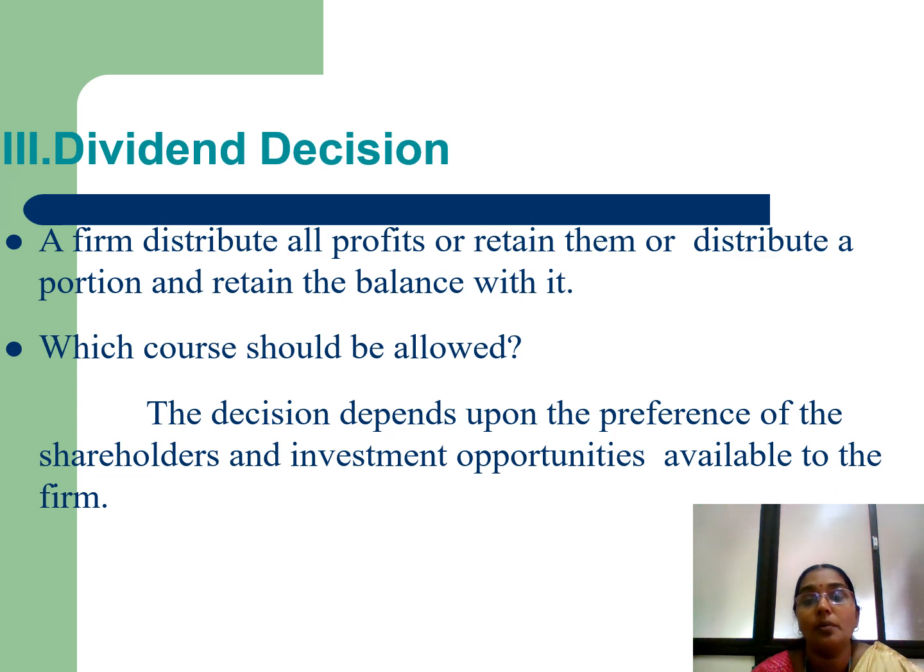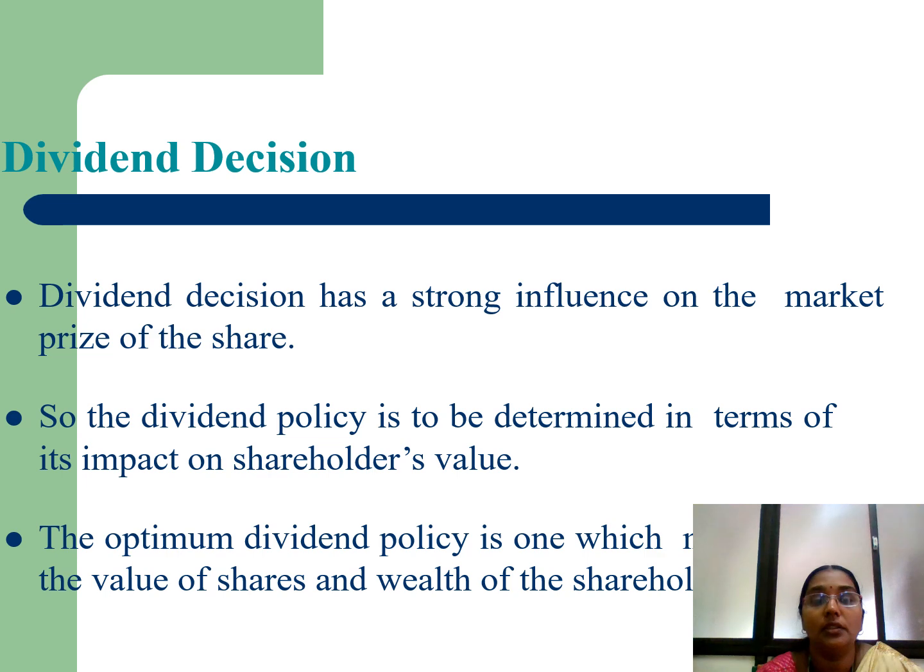Then a firm may distribute all profit or retain it, or distribute a portion of the retained balance. Which course should be allowed? The decision depends upon the preferred shareholders' investment opportunities. Who are called preferred shareholders? Those who invest in the company's shares on a preference basis. Then dividend decisions. The dividend decision has a strong influence on the market price, and so the dividend policy determines the impact on shareholders.